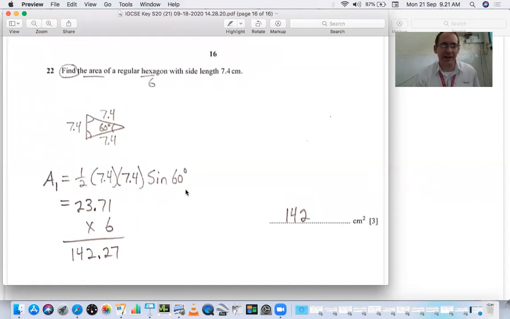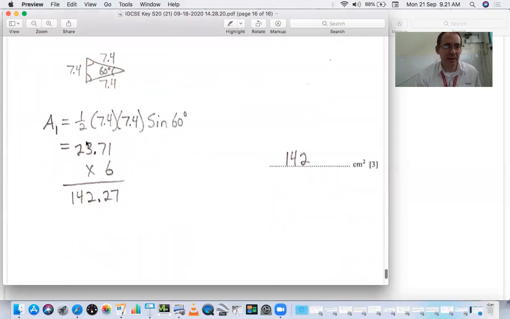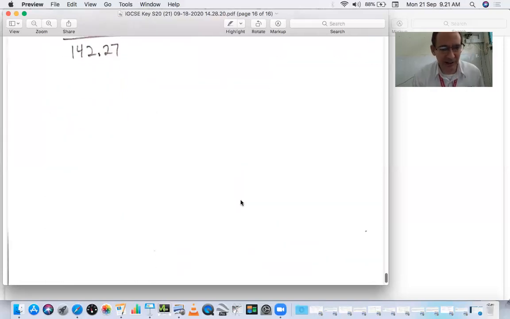So you have this equilateral triangle, and you can use your trig formula for the area, which is 1/2 ab sine of the angle in between. So 1/2 times 7.4 times 7.4 times sine of the angle in between those. And so you get 23.71. Again, make sure your calculator's in degree mode. And because there are 6 of these, multiply by 6, and that gives you 142 centimeters squared as your area.